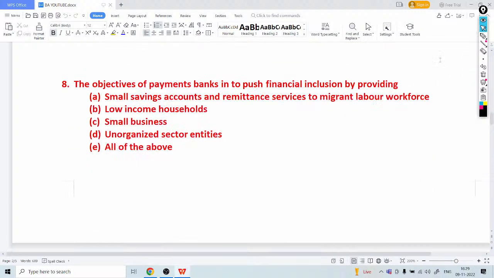Next. The objective of payment banks is to push financial inclusion by providing small saving accounts and remittance services to low income households, small households. The answer is E. Everything is right. Okay. What do you mean by financial inclusion? Financial inclusion means providing banking services or financial services to the people of unbanked rural areas at a very affordable cost. Okay, at a very affordable cost. That's called financial inclusion.